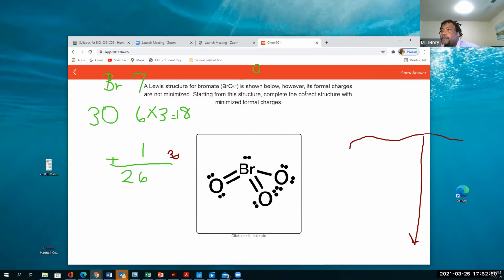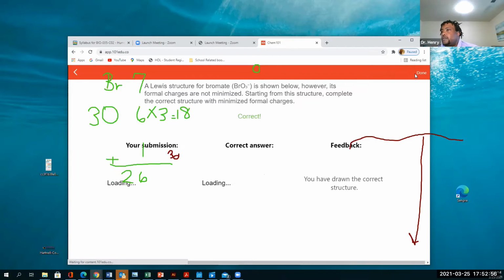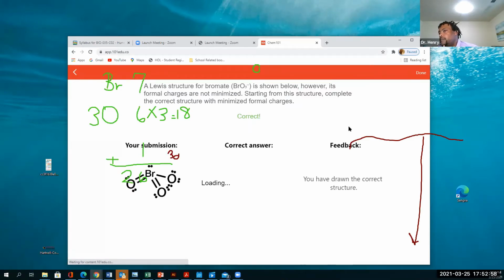However, it's not minimized. Okay, so we made that adjustment. Check it out. Bam. It's a little slow. Okay. So I'll give you guys a couple more tips, but that's how you'd go about it. So that's how you would use those formal charges.